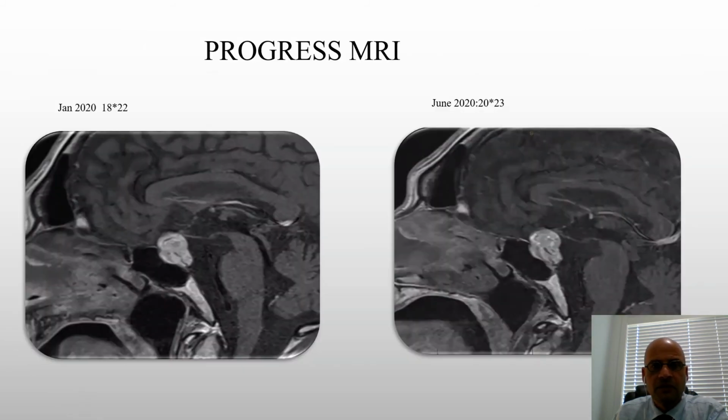Without any change in size in the tumor, he lost his corticotroph, and that would have been indicative of macrometastasis. Progress on MRI from January to June showed some degree of increase in size.